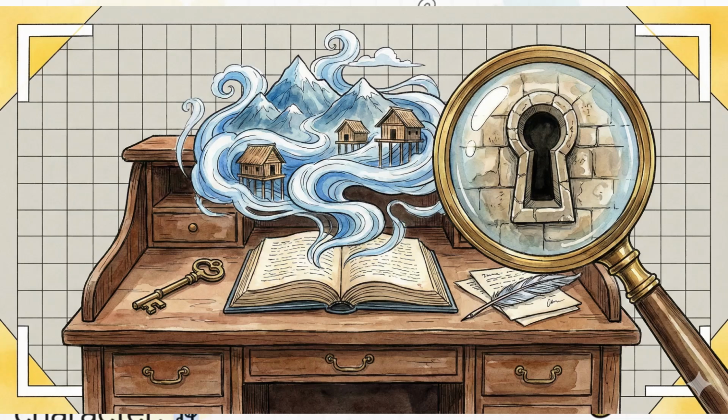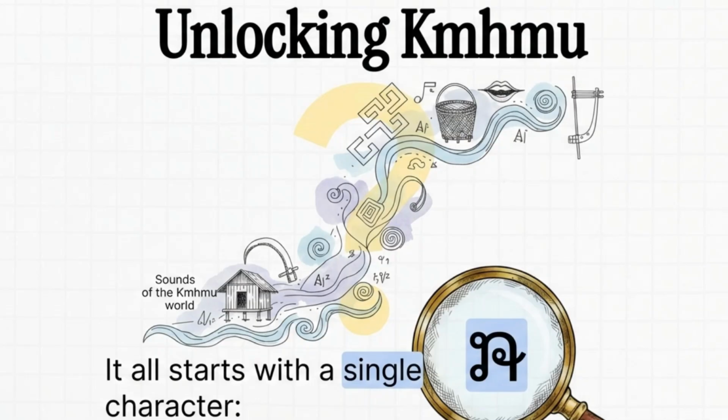So, our whole journey starts right here, with this single character. It might look a little mysterious, maybe even a little intimidating, but trust me, this one symbol, this is our key. It's the first clue that's going to help us piece together a really fascinating puzzle. So that's the big question for our explainer today, isn't it? What is this character? And, more importantly, how can we follow the thread from just this one letter to understand the grammar, the daily life, and even the sounds of the Kmhmu world?